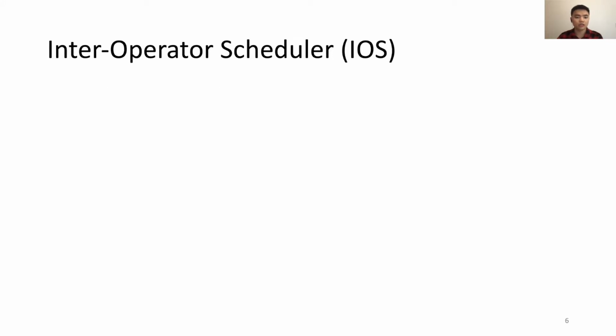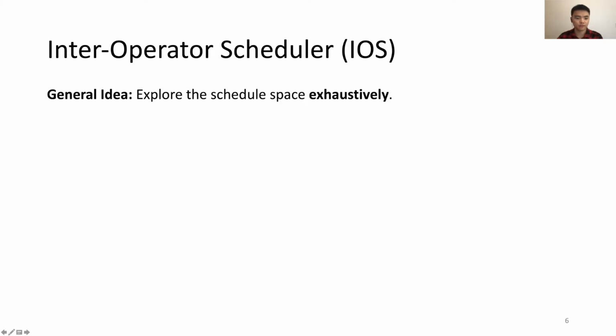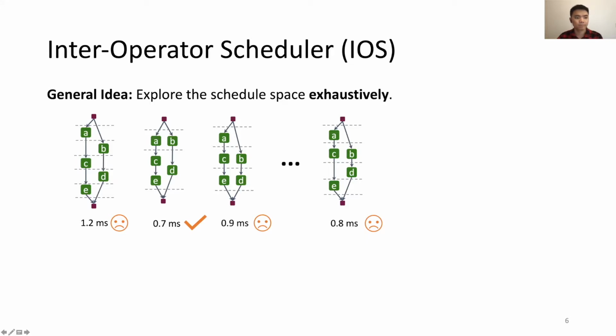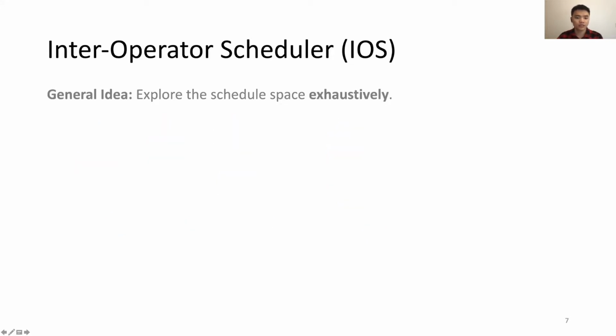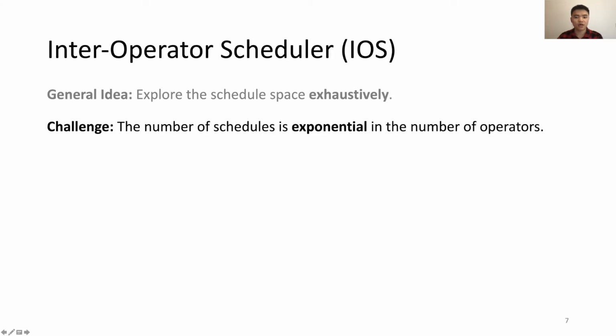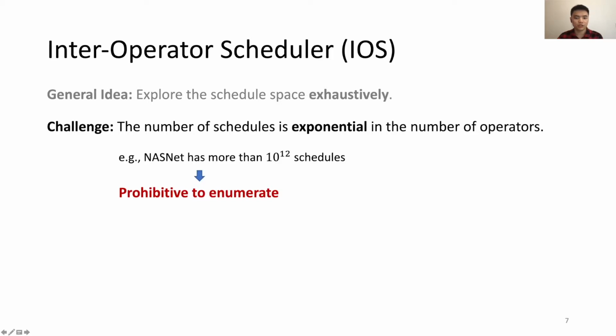The general idea of IOS is to explore the schedule space exhaustively. It examines all schedules and finds the best one. However, the biggest challenge of this idea is that the number of potential schedules is exponential in the number of operators. For example, the NASNet model has more than 10^12 schedules, which makes it prohibitive to enumerate each schedule.